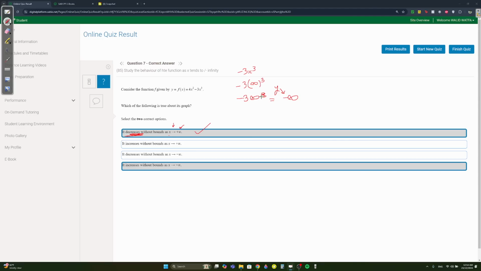When we say without bounds, I mean infinite. How about x approaches negative infinity? Let's plug in negative infinity now. So negative 3 x cubed, so negative infinity cubed. This is going to become negative infinity. Minus minus becomes positive. So it becomes positive infinity. So as x approaches negative infinity, what happens? Y approaches positive infinity. What does this mean? It means it increases.